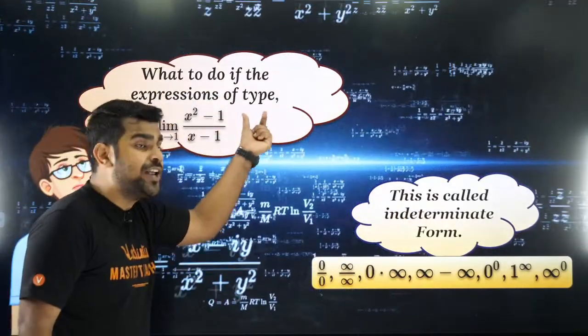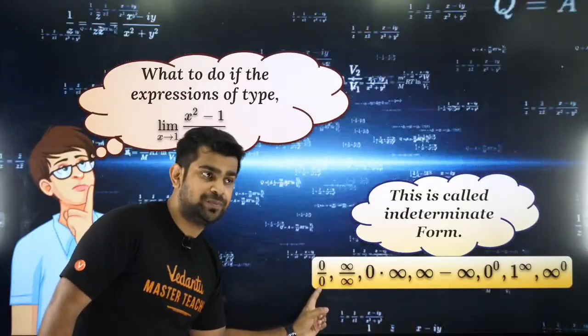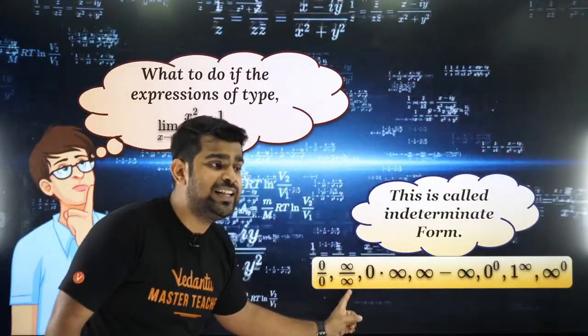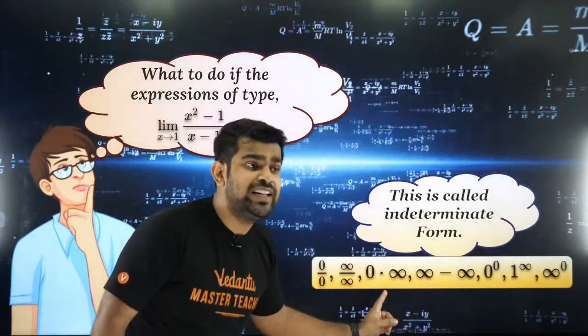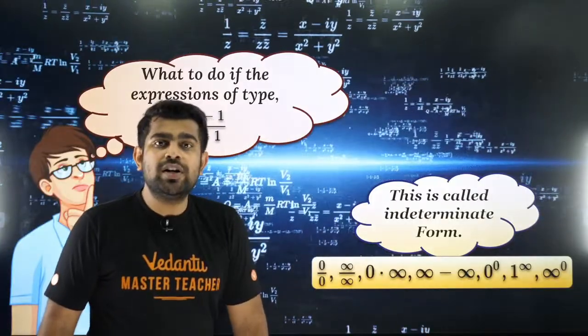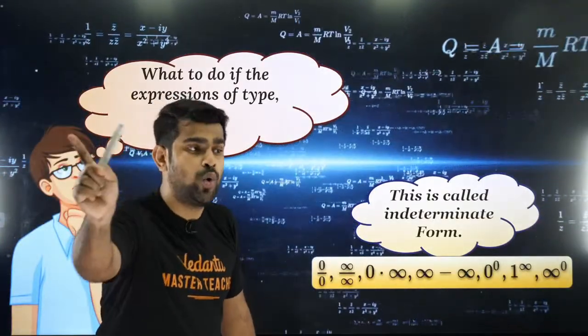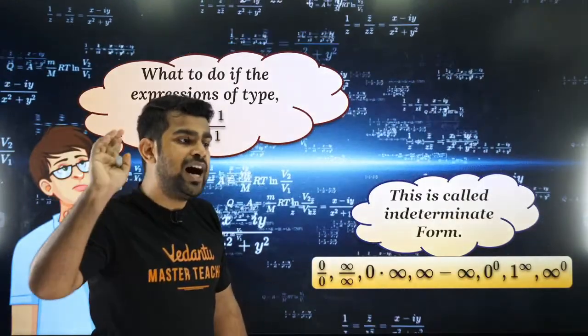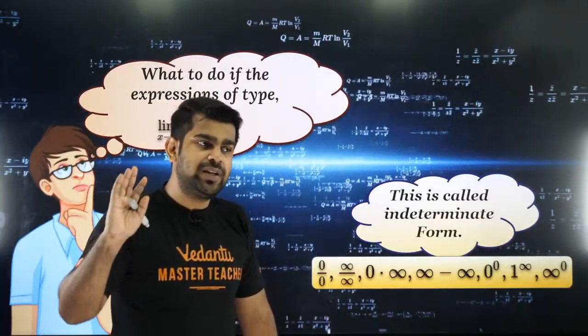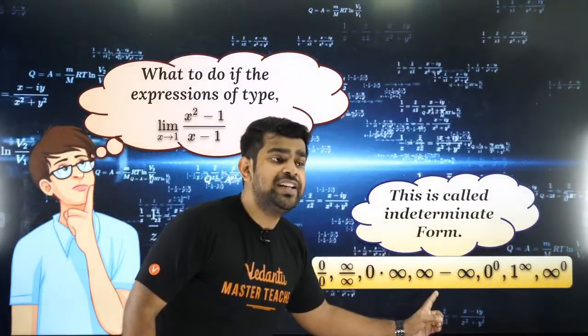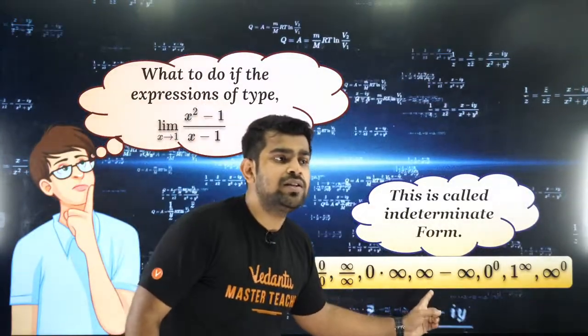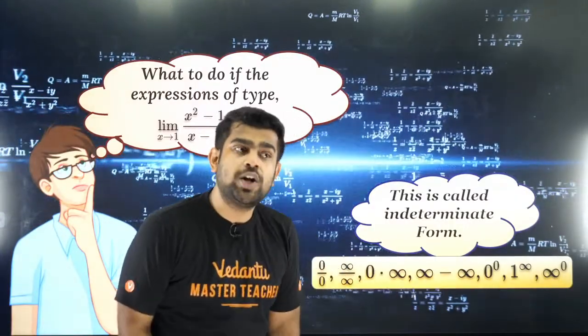0 by 0 we saw here, that is only the first type. You can have infinity by infinity. You can have 0 into infinity. Sir, 0 into infinity is 0 only. No, sir. No. No. Are you all clear with it? Everybody? Infinity minus infinity. Sir, anything subtracted with itself will be 0 only, no sir?